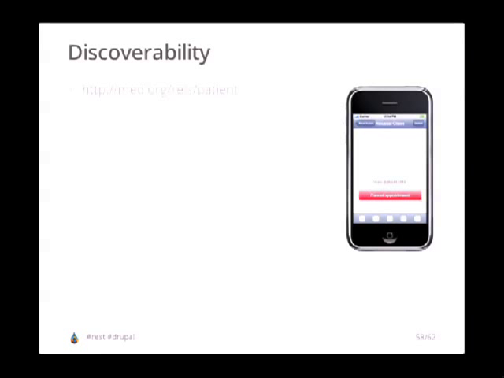And discoverability, basically, we already know about the patient link relation, and we know about the cancel link relation. And because we know about these, we can put these buttons in the iPhone app that correspond to these link relations. But say 6 months down the line, we see that there's a new link relation in the data that we're getting back called add symptom.